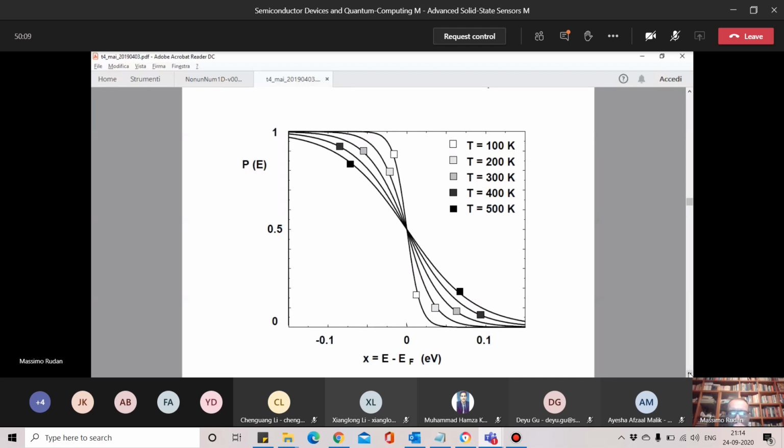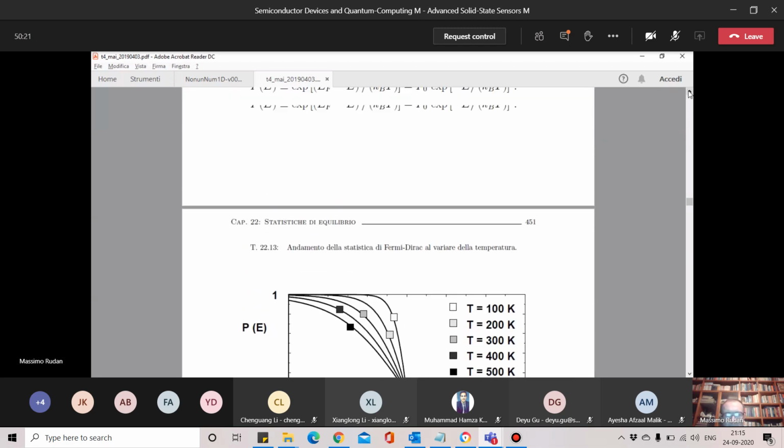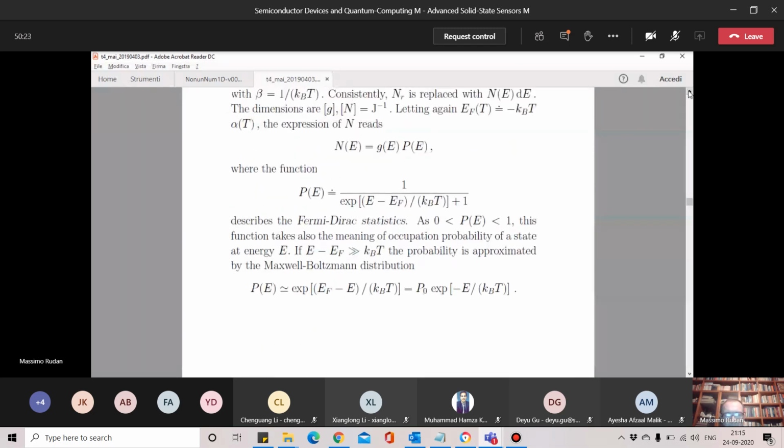What does distinguish the curves of this figure from one another? The temperature. So these figures have been drawn using temperature as parameter. Okay, so they have been drawn by changing T here.